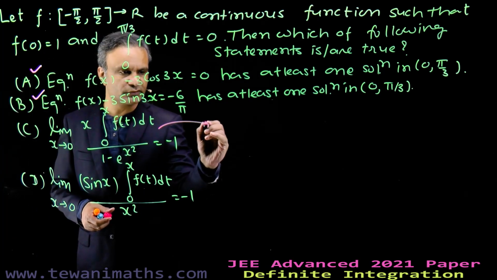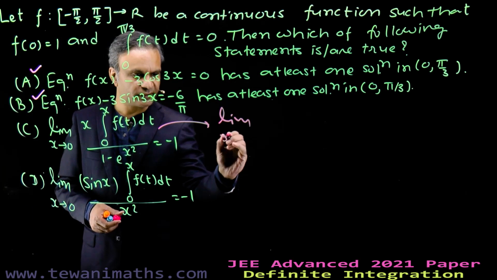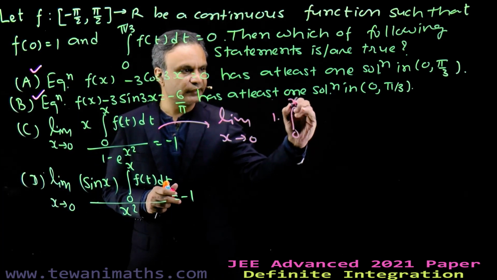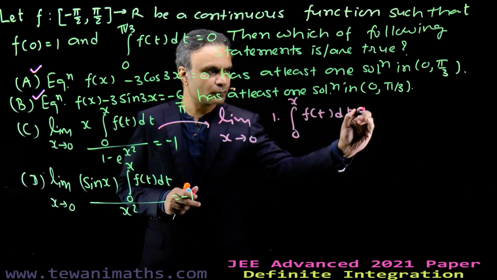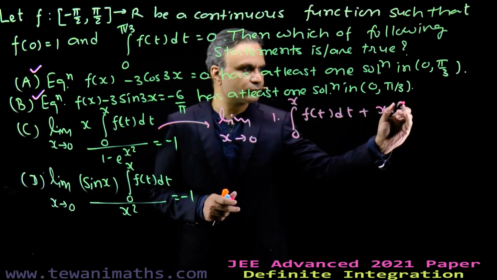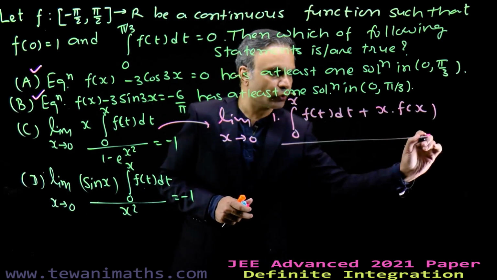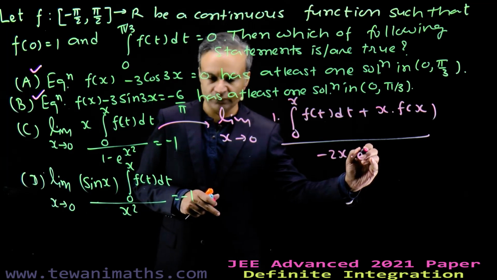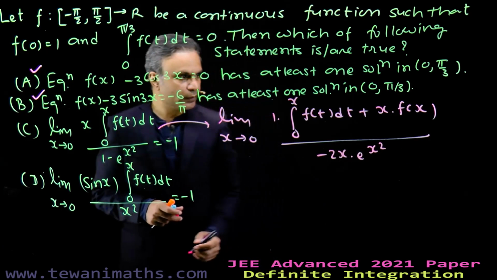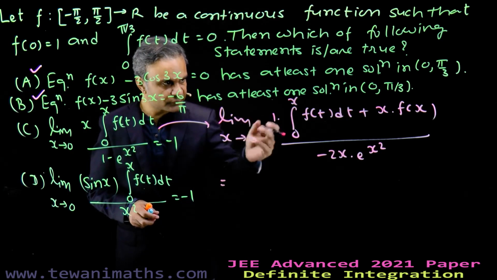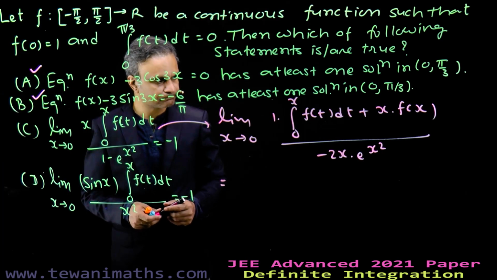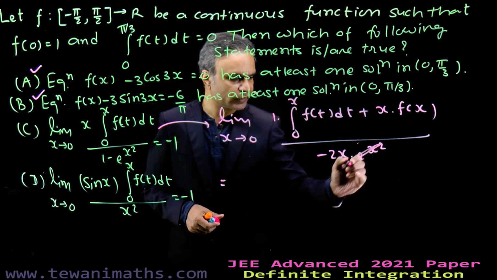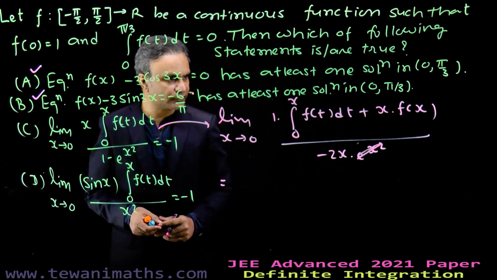So this limit changes to limit x tends to 0 of 1 into this definite integral, plus x multiplied by f(x), over the derivative of the denominator, which is minus 2x into e power x square. Now how can we evaluate this? At x equal to 0, this value will be 1, so we can replace this with 1. Now we have this.